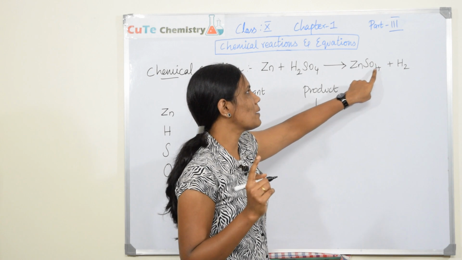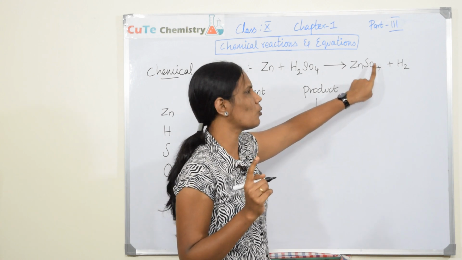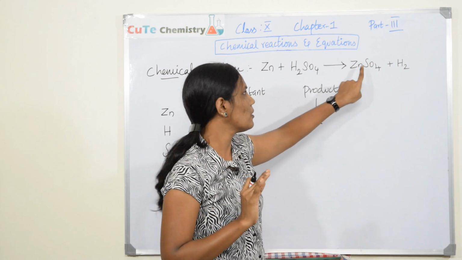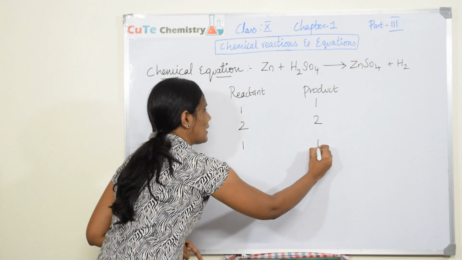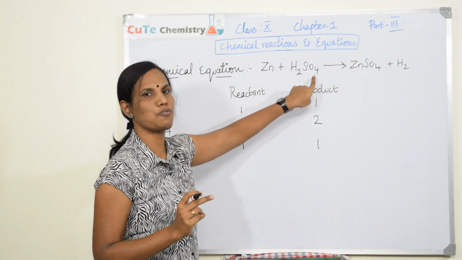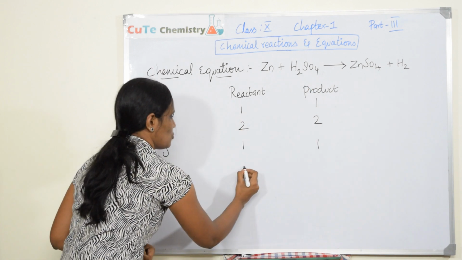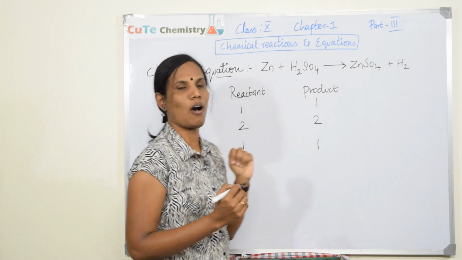Don't get confused by seeing this SO4. This 4 is only for the oxygen atom, not for sulfur. So sulfur remains 1 only. Then oxygen: on the reactant side we have 4 oxygen atoms. So 4. And on the product side also we have 4 oxygen.